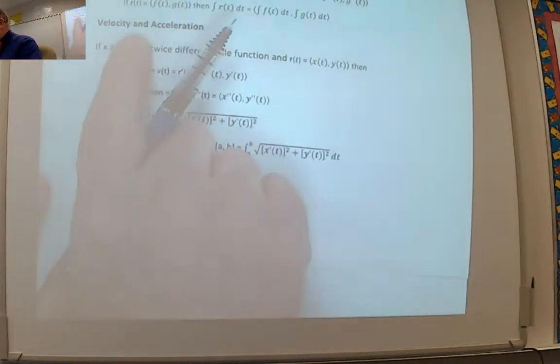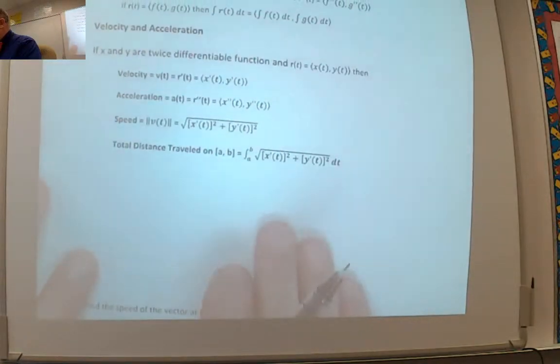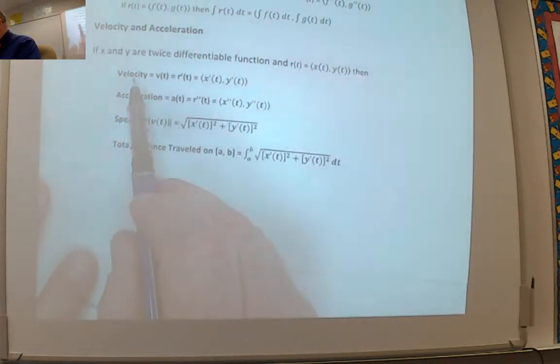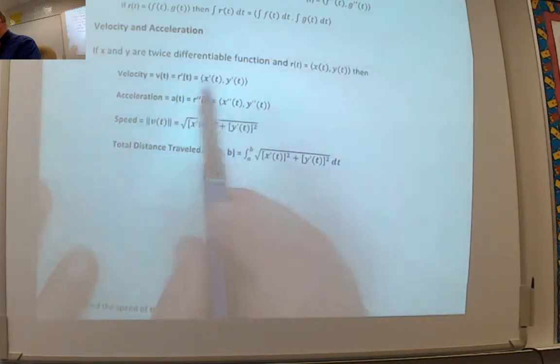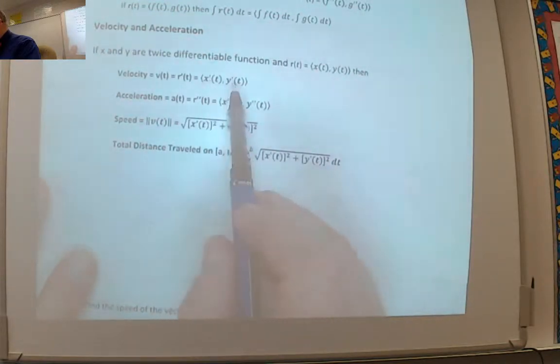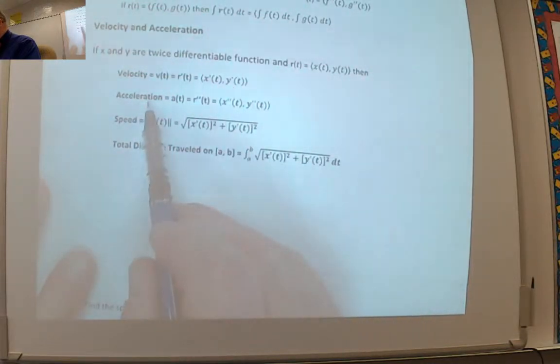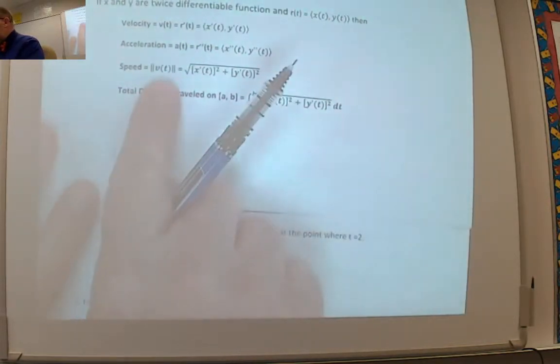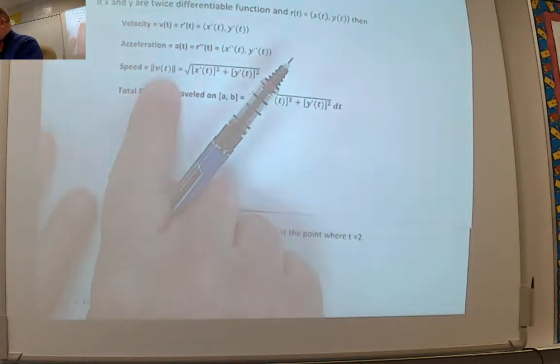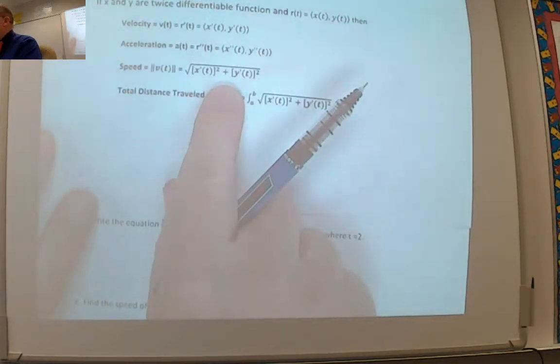This is where we bring in some physics, velocity and acceleration. So the velocity function is the first derivative of this vector valued function. And I just take the first derivative of the x component and the y component, the i component and the j component. Acceleration is going to be the second derivative. Speed is the magnitude of the velocity vector, and it's computed in this fashion. Take a look at it. It looks like the Pythagorean theorem.